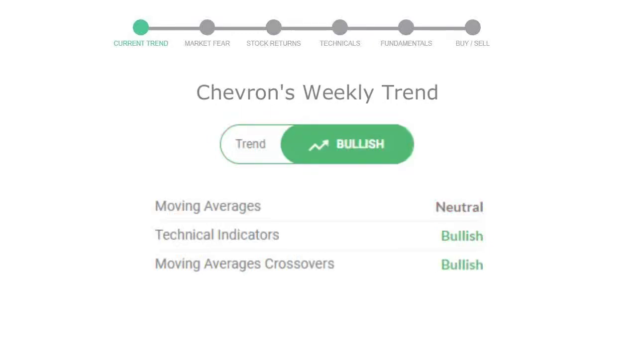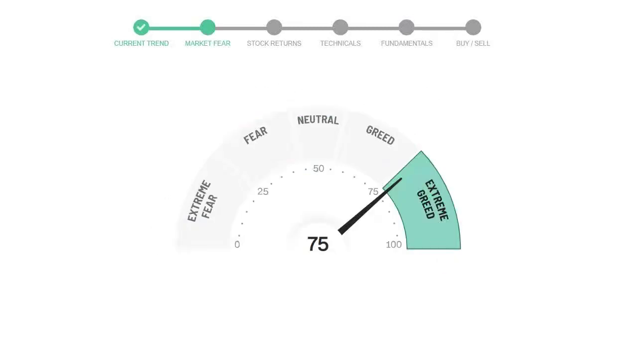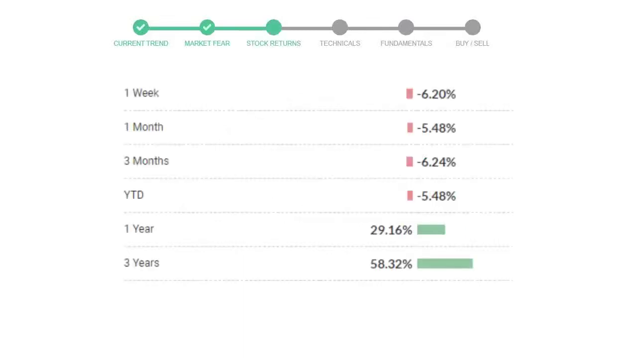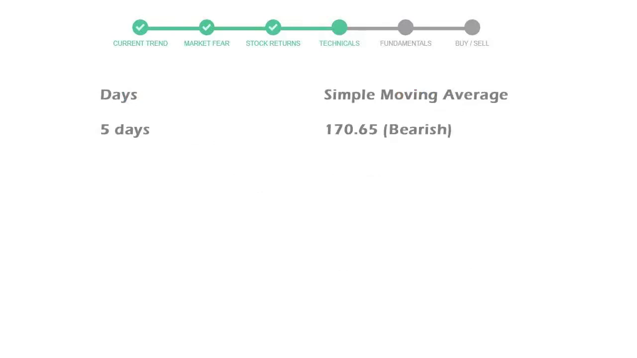Today's market fear and greed index is 75, which is indicating greedy emotion in the public sentiment. We usually look at this indicator to make our buy or sell decisions better. Chevron gave negative 6.20% returns in the last week, negative 5.48% in the last 30 days, and 3 months' returns are negative 6.24%.